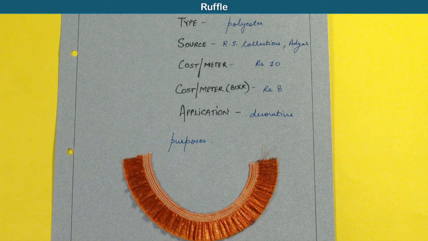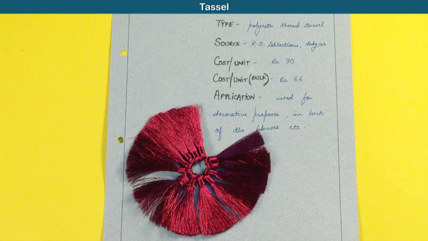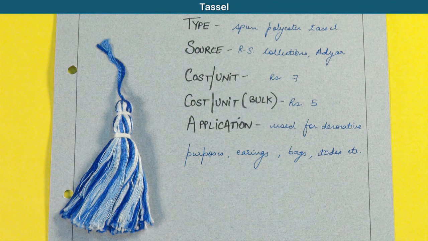Now it is very interesting to see that this one is tassel. This tassel is the polyester thread tassel. It's made of polyester thread and it is used for decorative purposes in the back of the blouses. This tassel is spun polyester tassel. This can be used for decorative purposes, that is earrings, bags, etc.